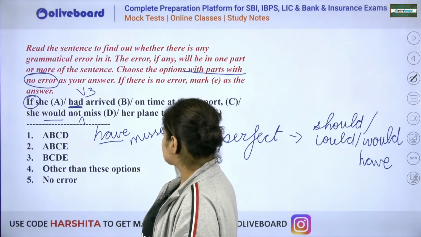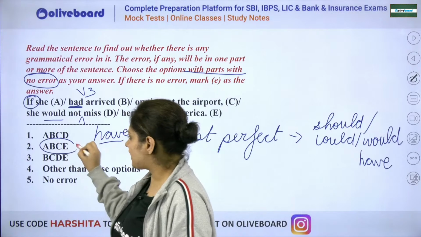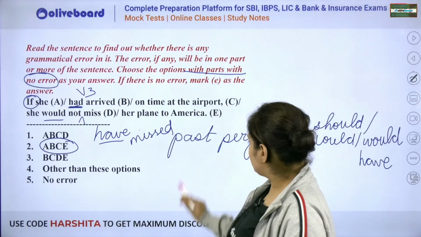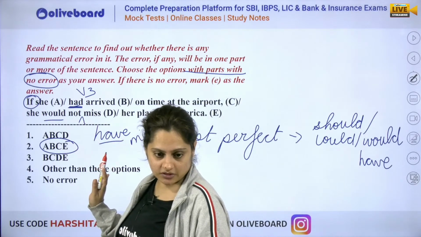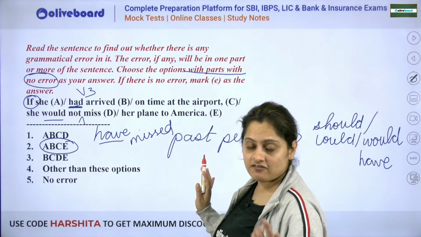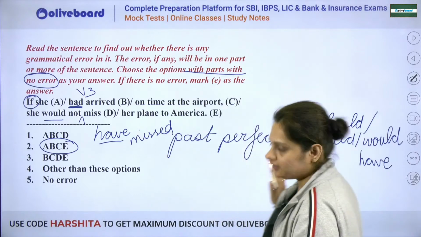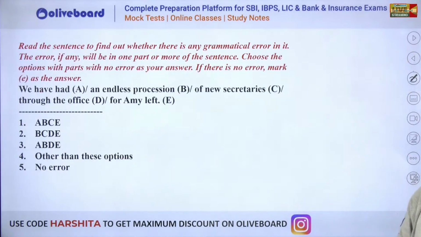Please understand this. Okay, so A, B, C, E are right parts, D has an error. When you start your sentence with if and past perfect, then the pairing will be would have, could have, or should have. Okay, next one.